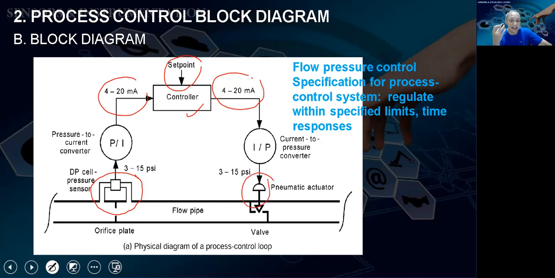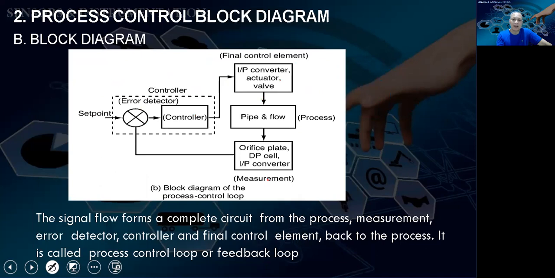So this is the block diagram later that you need to look at. And this is the real block diagram. Remember before, the process is pipe and flow, and then there is a sensor. Sensor is being fed back. Again, this is the controller, like I said before, microcontroller or PC, and then control will control the valve. So the signal flows in a complete circuit from the process, and then we measure it, and then we check the error detector, and then the control and final control element, and then back to the process again. So it is called a process control loop or feedback loop.